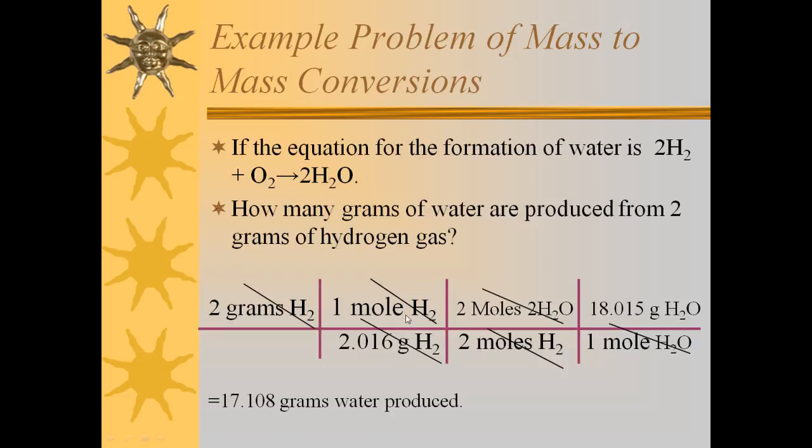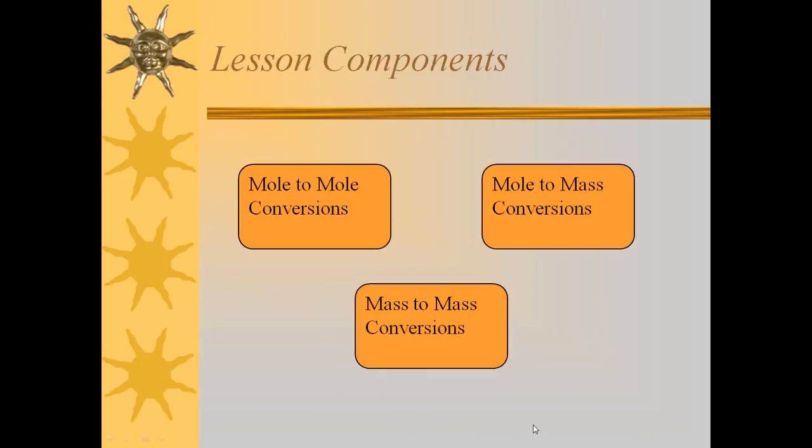I multiply 2 times 1 times 2 times 18.015, and I divide by 2.016 times 2 times 1. If I do that using my calculator, I find that I have 17.108 grams of water produced. All right, well, that's it for mass-to-mass conversions. Go ahead and click on one of the other types of conversions to learn more.